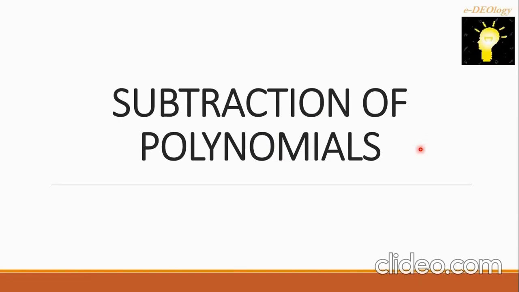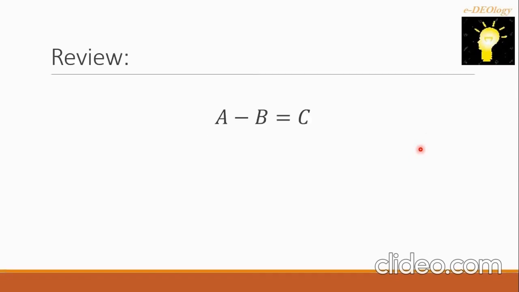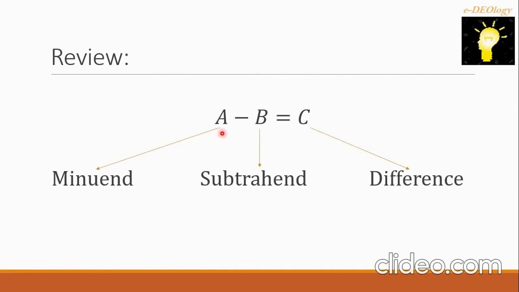Hi everyone. Today we will study subtraction of polynomials. First, let us review. Suppose there is an equation a minus b equals c. Naming the parts of these three numbers here, the first number a is called the minuend. The second number b is called the subtrahend, and the result of this subtraction is called the difference.